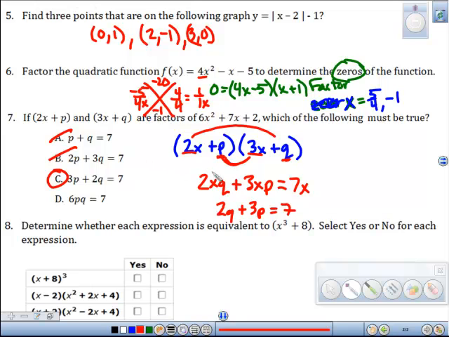Oh, I see what they did. They multiplied instead of added. Okay, so that one's not right either. Okay, nice. All right, next one, number 8.